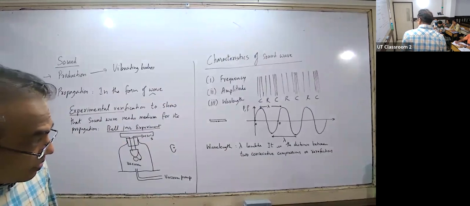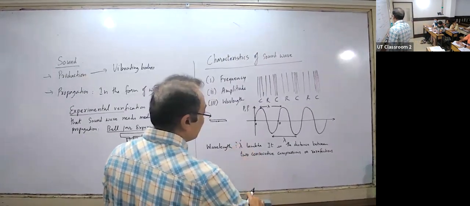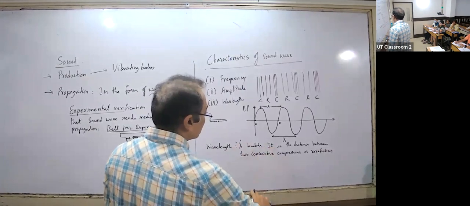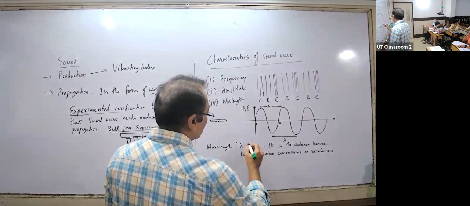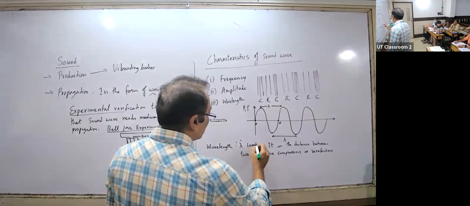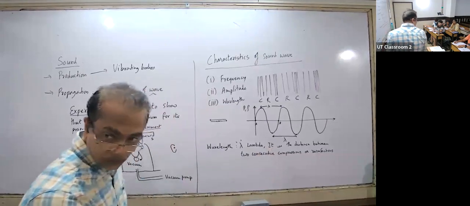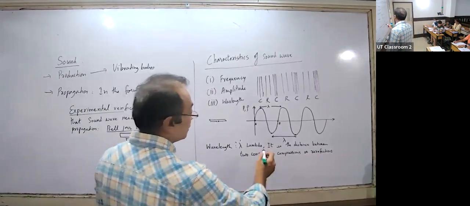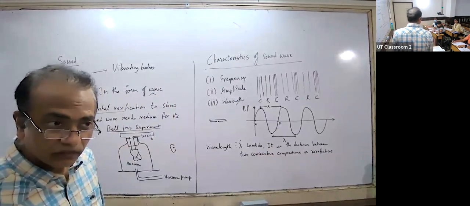What is the first? This one. This symbol is called lambda. It is the symbol for wavelength. It's a Greek letter, lambda. It is the distance between two consecutive compressions of a wave.